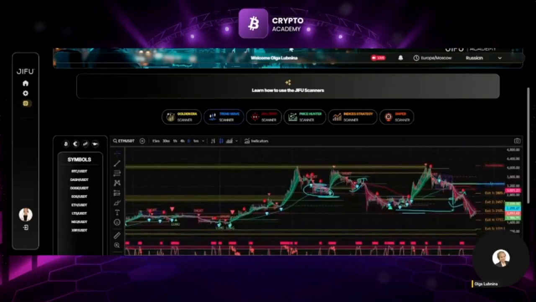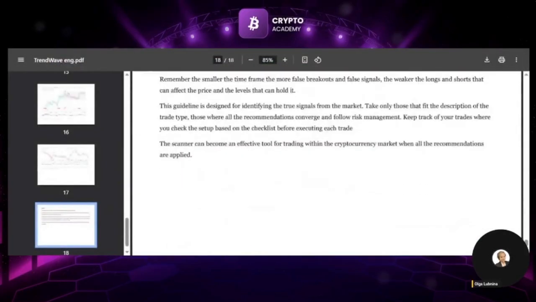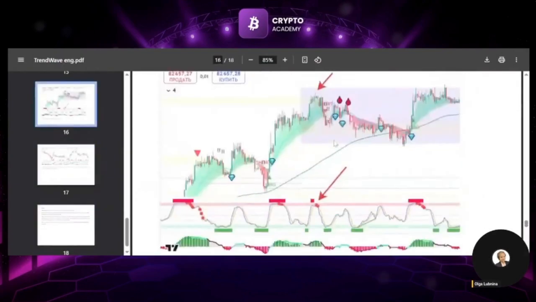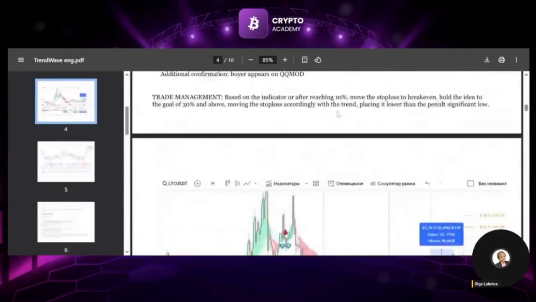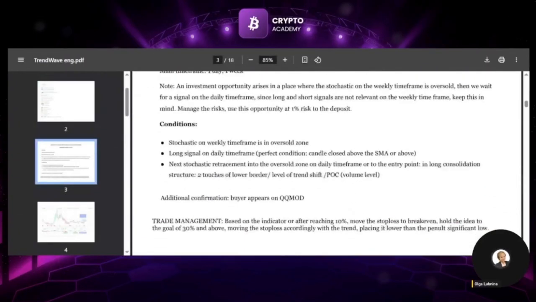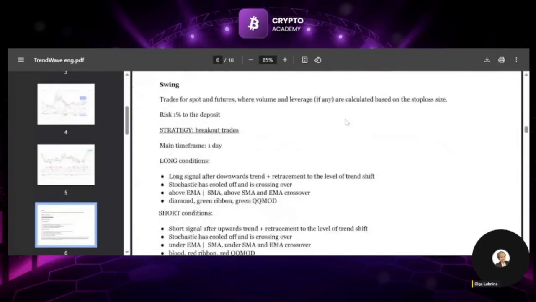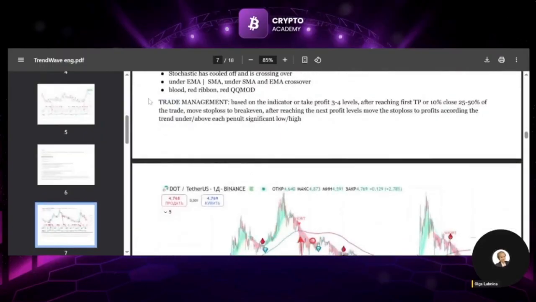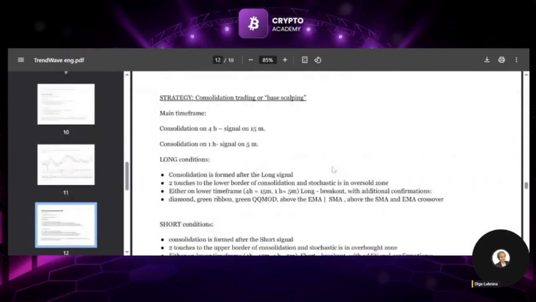So, we conclude our training series. I will repeat once again that it's important to follow the instructions strictly, to identify the ideas from the scanners that align with these instructions, to manage risk correctly and follow the rules of trade management. Then you'll be succeeding.